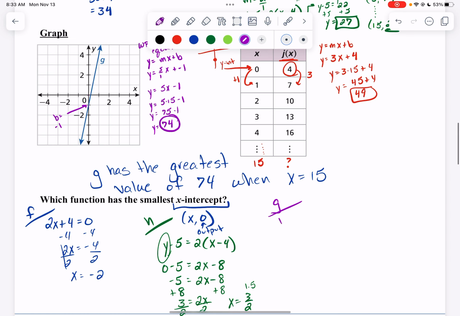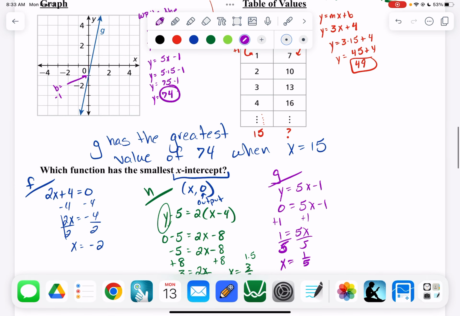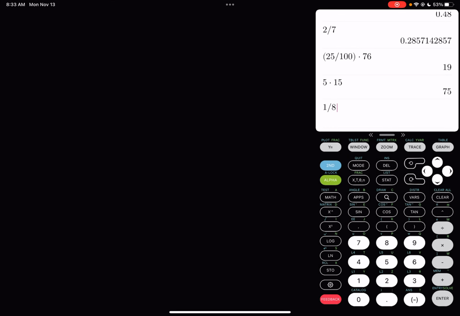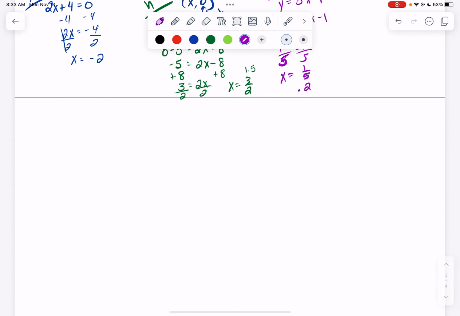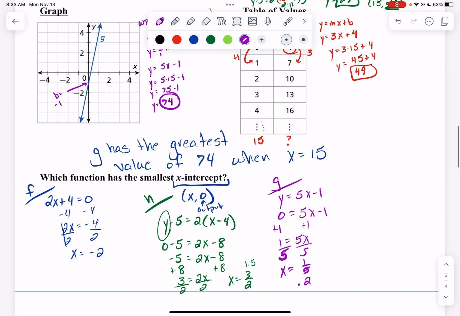Okay, we have this nice equation, y equals 5x minus 1. Let's let y be 0. Let's add 1 to both sides. 1 equals 5x, divided by 5. x equals, oh sorry, that's a 5. x equals 1/5, which as a decimal, so we can compare, is 0.2. Okay, so far 1/5 is the smallest, but we have one more to check, and that is J.